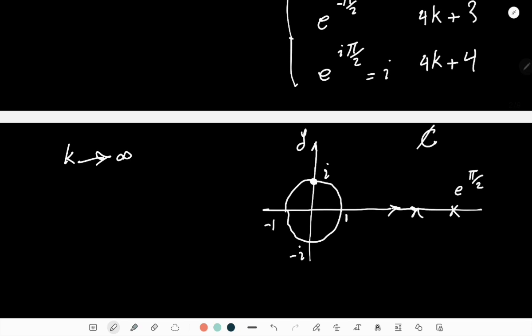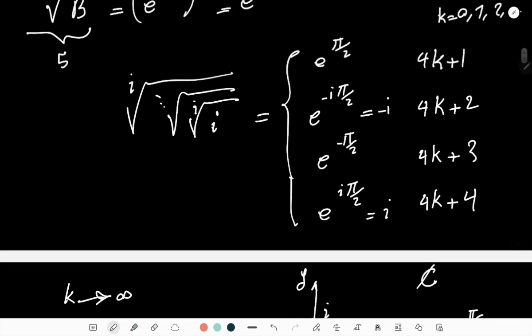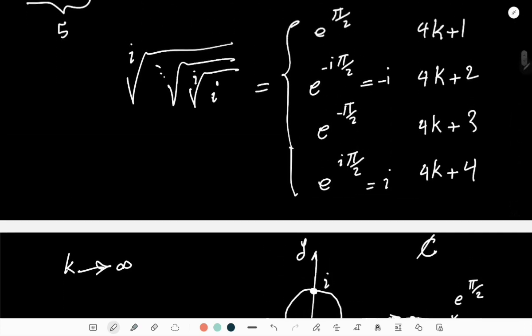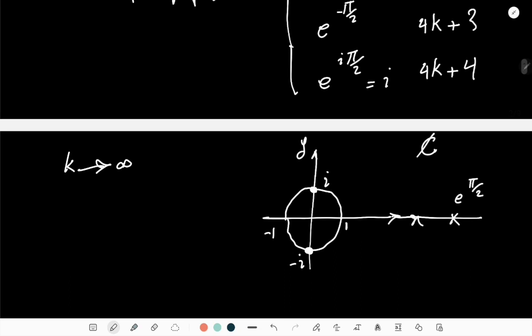It's definitely beyond the unit circle, and then from that we jump to minus i here, and then from that we jump to e to the power of minus pi over 2, which must be somewhere here. It's a small positive number, definitely less than 1, and then we have e to the power of i pi over 2, which is basically i, and then we come here. So it's just alternating between these four values, and it definitely diverges.